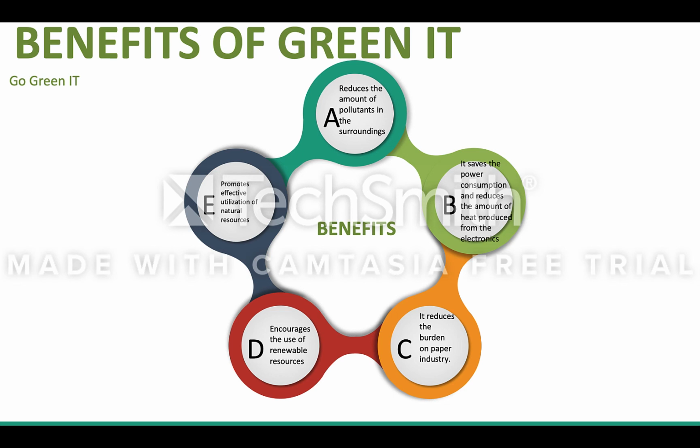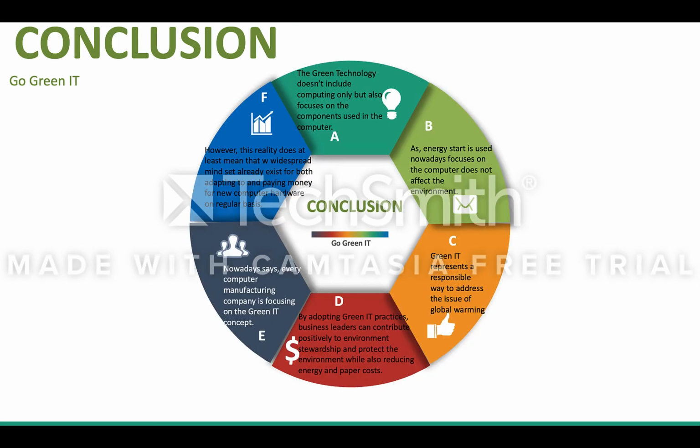So these are the benefits of going green IT. Number one is it reduces the amount of pollutants in the surroundings. Number two is to save power consumption, and it reduces the amount of heat produced by the electronics. Number three is to reduce the burden on the paper industry. Number five encourages the use of renewable resources. Number six is to promote effective utilization of natural resources. Those are the key main benefits of green IT.